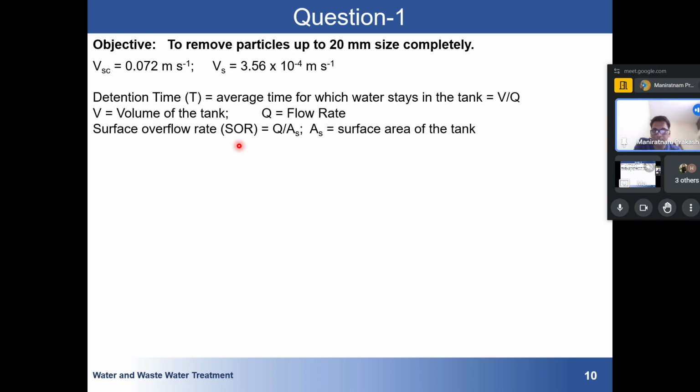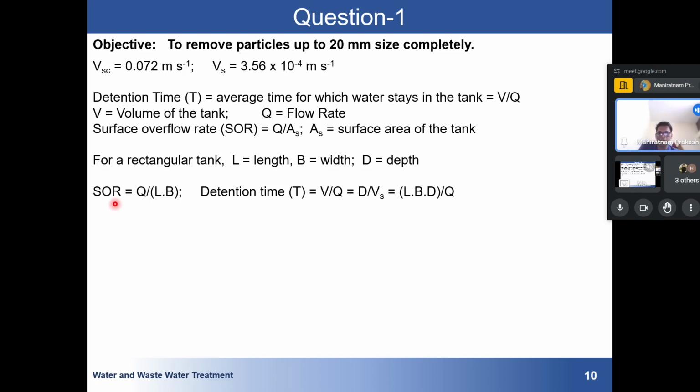Currently I am discussing how to design a primary sedimentation tank. In the first step, you set your objective. You calculate the different kinds of velocity. This SOR will be given to you, and you will consider the length L, width B, and the depth D.